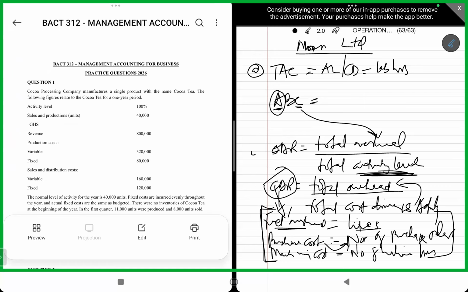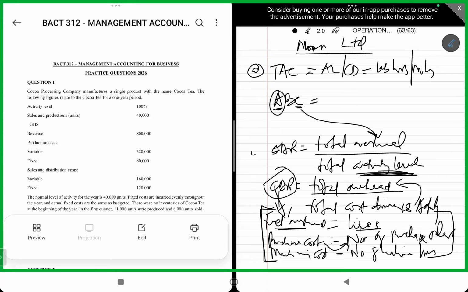Unlike the traditional absorption costing, which has only one cost driver, mostly labor hours or machine hours, one of them. Am I making sense? So for traditional absorption costing, we are going to use only one cost driver, labor hours or machine hours, as the question will determine. But with activity-based costing, the cost will be determined by the respective activity level or the respective activity.